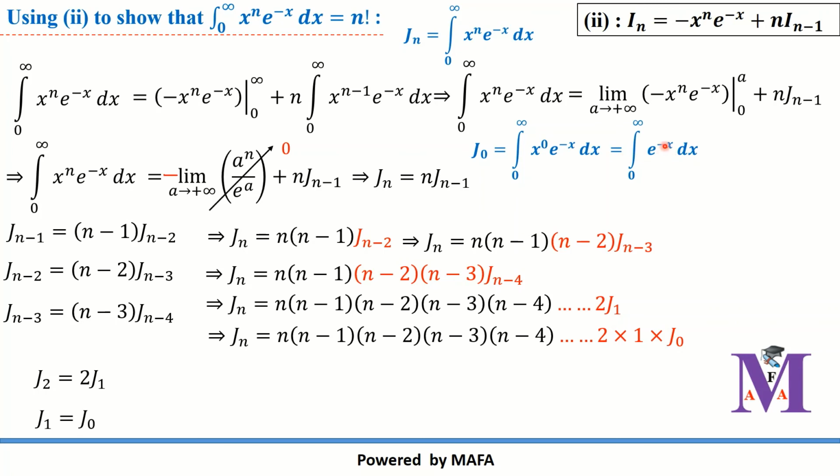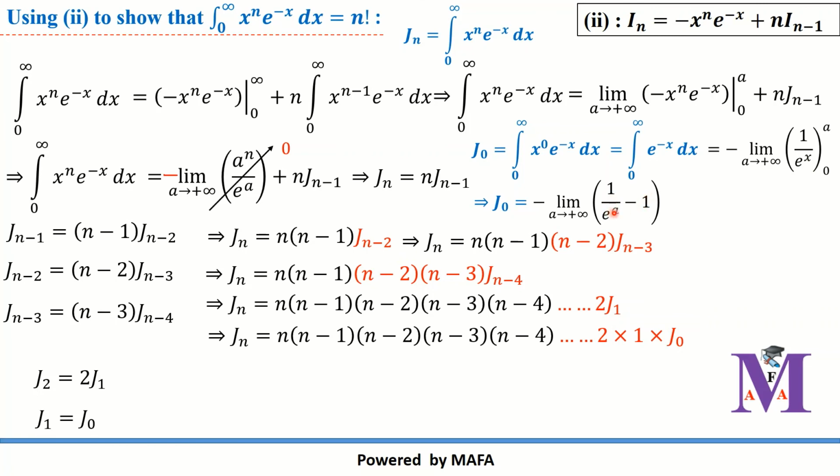Nevertheless, when you integrate e to the negative x, you get negative e to the negative x. So we use now the limit definition. So the negative sign is out. The limit as a tends to infinity of e to the negative x, which is 1 over e to the x. Then you have your limits from 0 to a. Now when you fit the upper limit, you get 1 over e to the a minus, when you fit the lower limit, you get 1 over e to the 0. E to the 0 is 1, so 1 over 1 is 1.